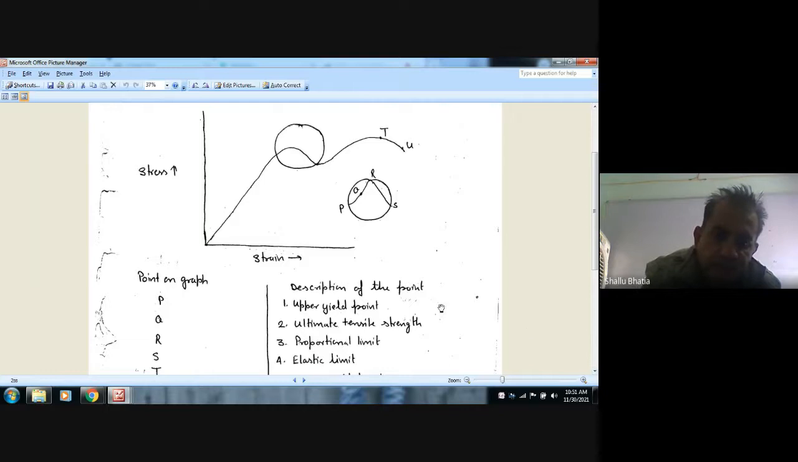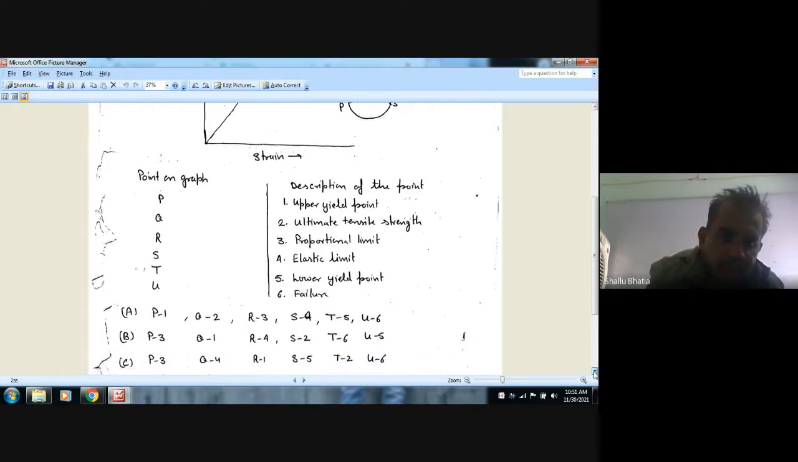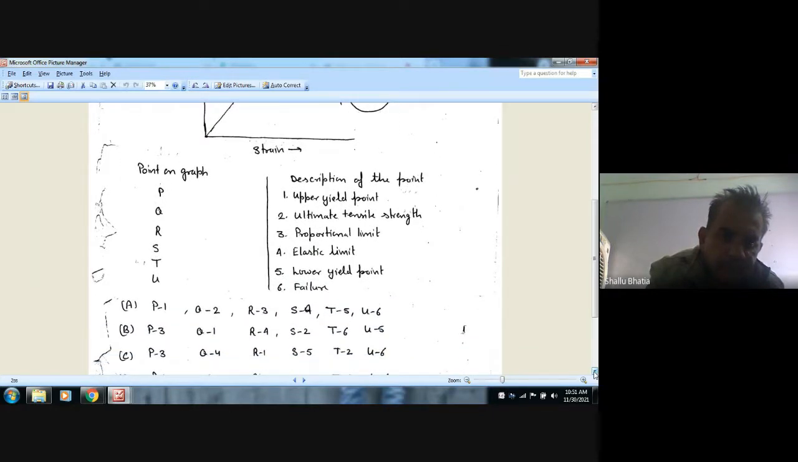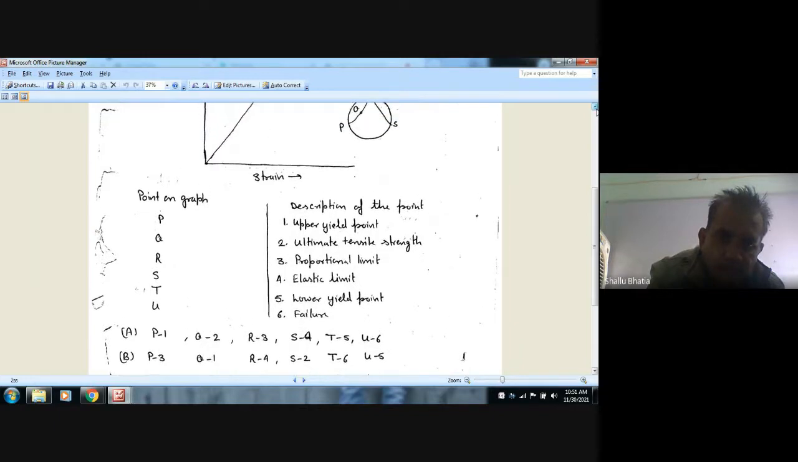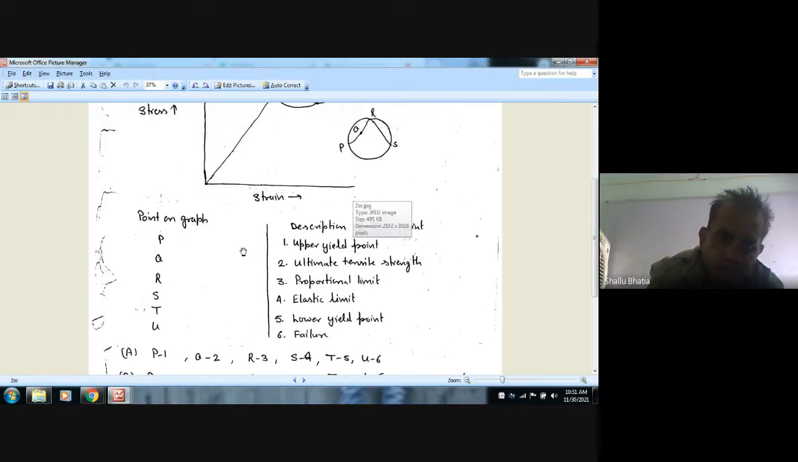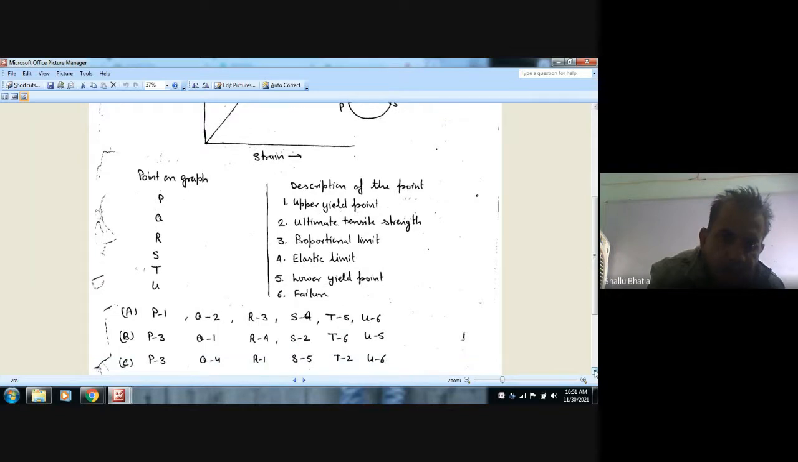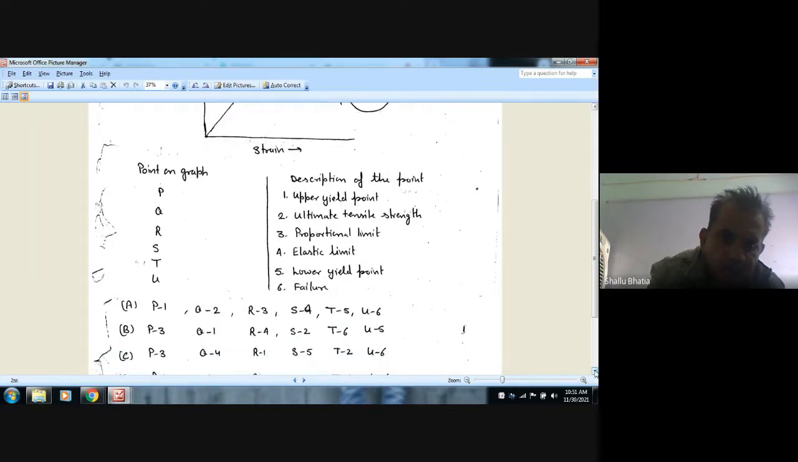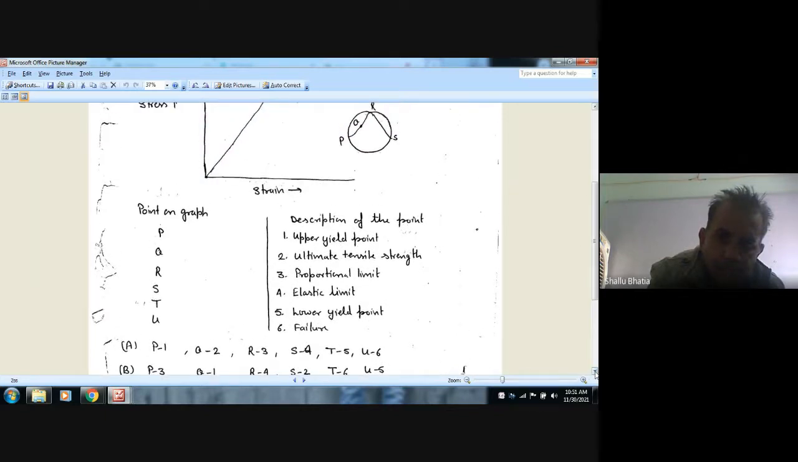Straightforward question. P is our proportional limit, so it is 3. Q is our elastic limit.